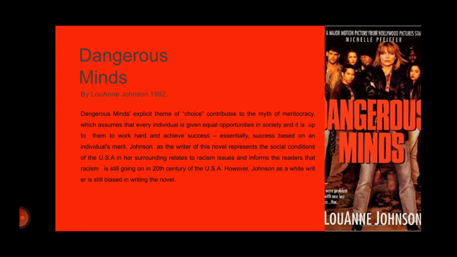in her surroundings related to racism issues and informs the readers that racism is still going on in the 20th century of the USA. However, Johnson, as a white writer, is still biased in writing the novel.